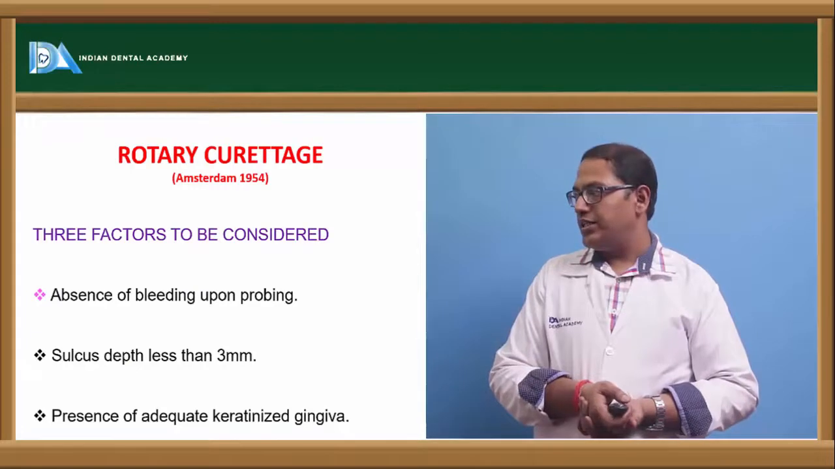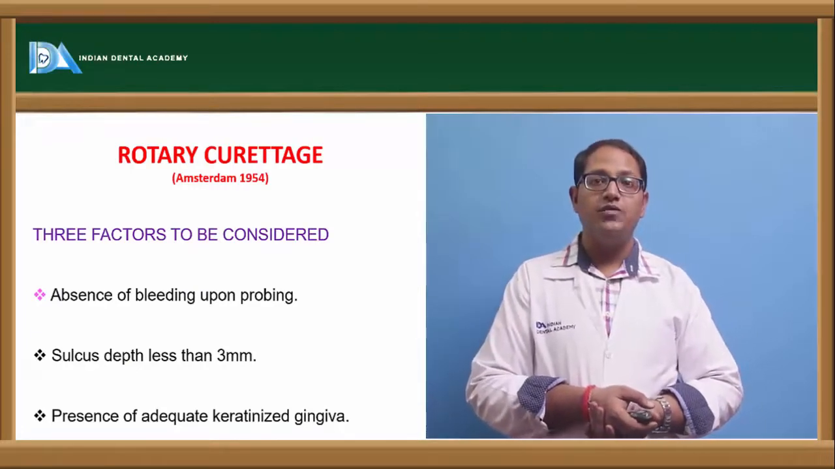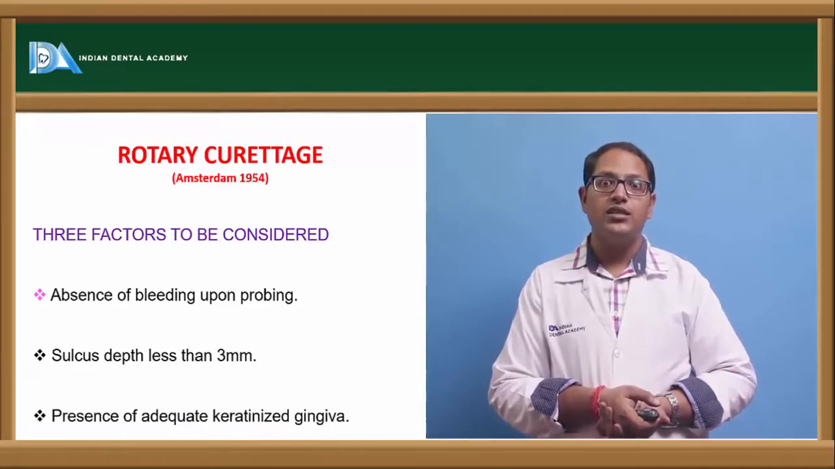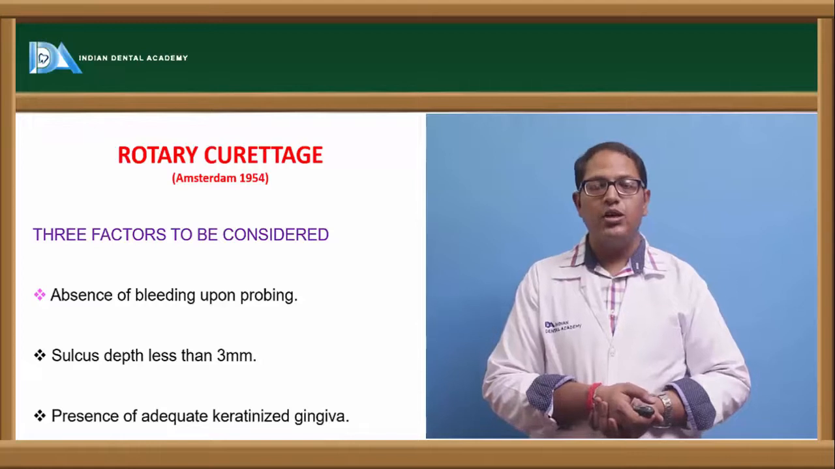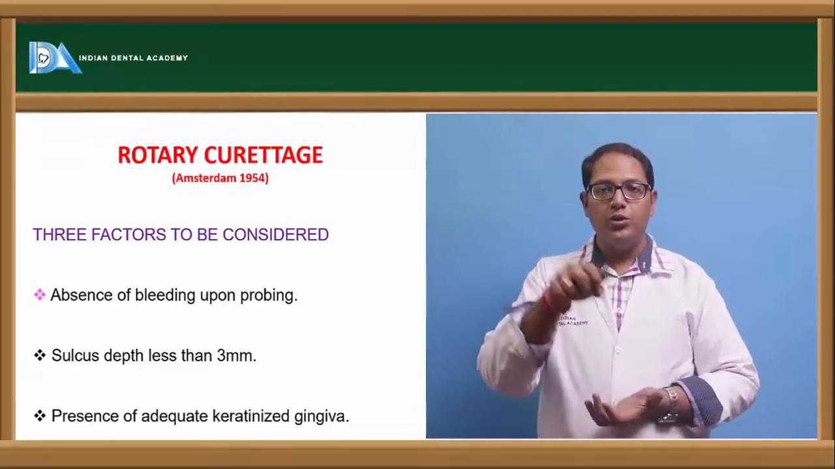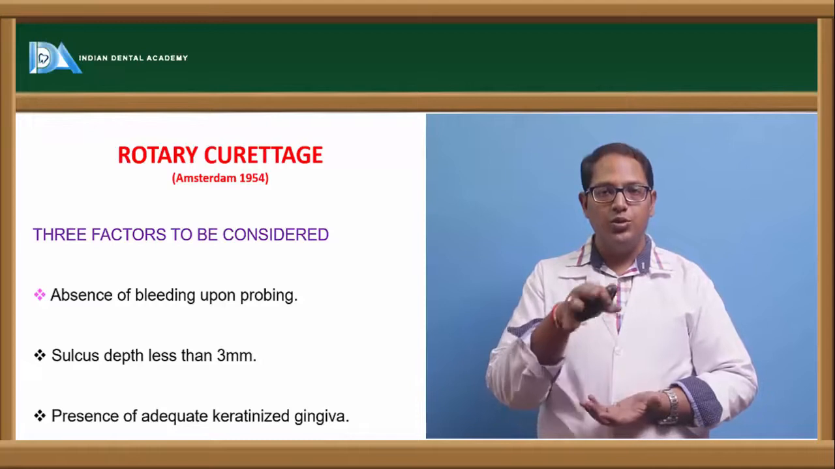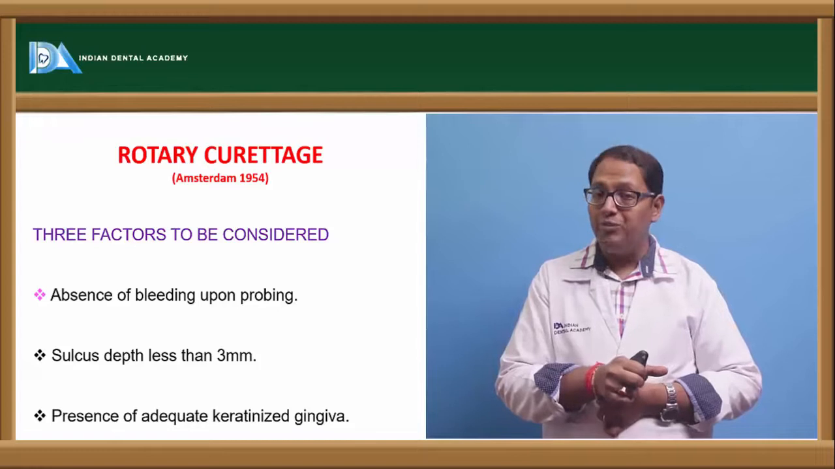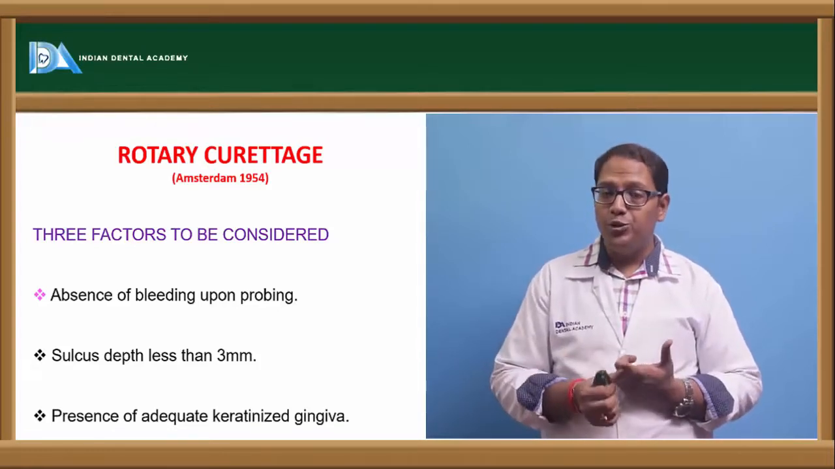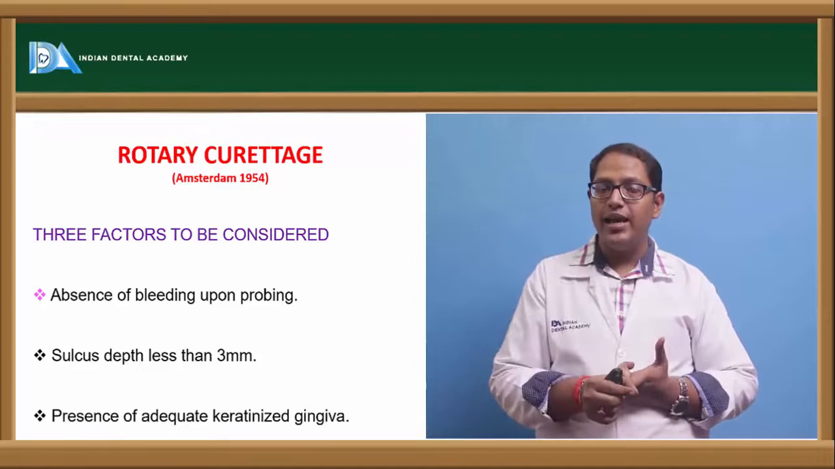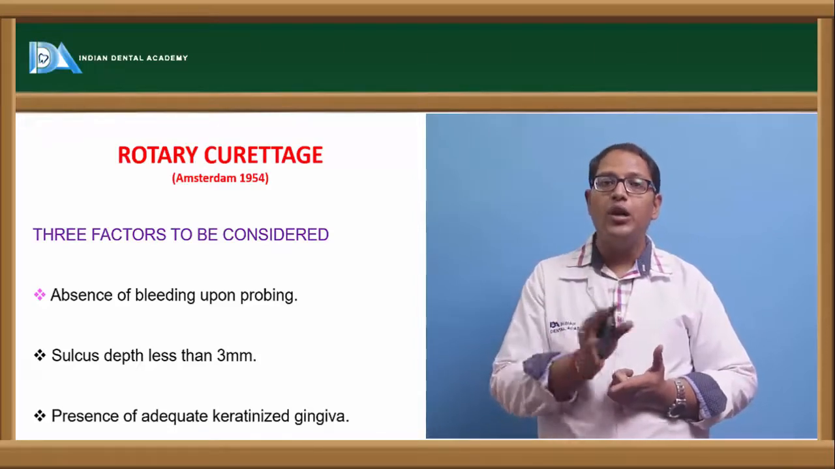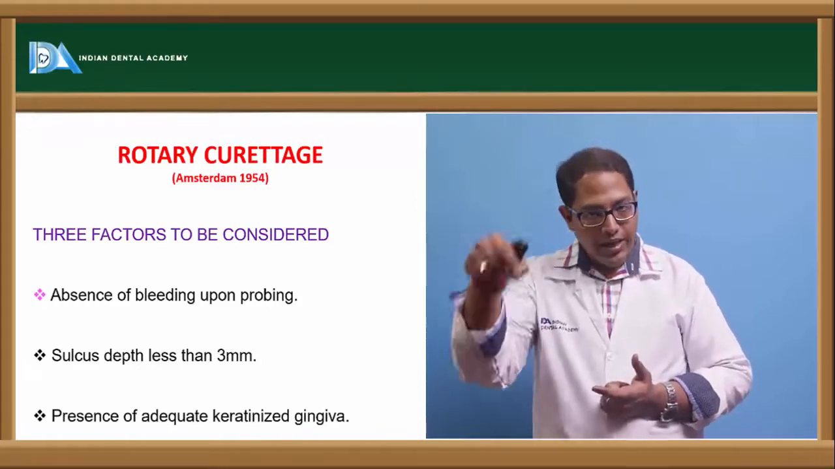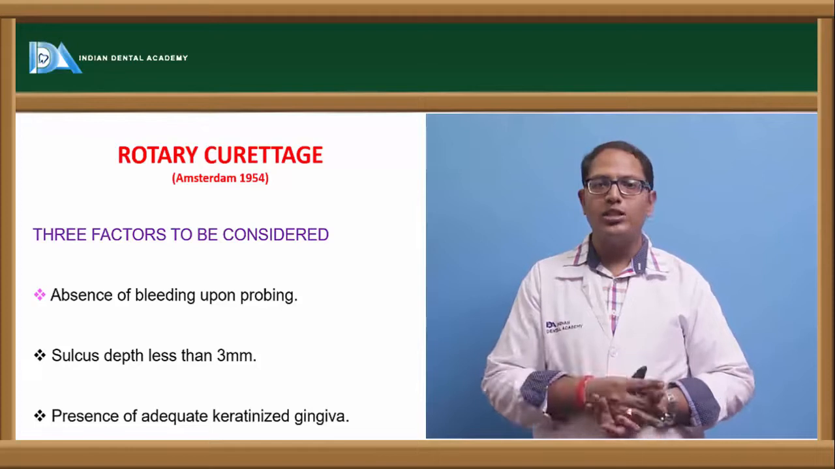Coming to rotary curettage. Rotary curettage was discovered in the year 1944 in Amsterdam, and it is also known as gingitage. The other name for rotary curettage is gingitage. What is that? It is simply cutting the gingiva all around the tooth when you know that the biological width is enough and is not going to be hampered. Second, you know very well that the sulcus does not have any pocket of more than 3 mm. In those cases, you just take your bur and cut the gingiva all around. That is also called gingitage.